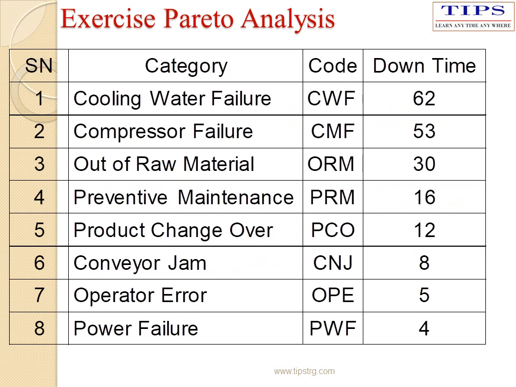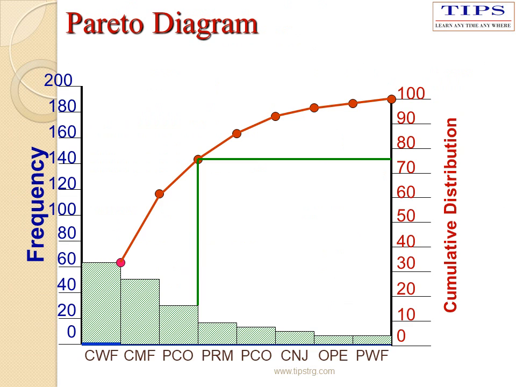This is another example of Pareto analysis. Here, downtime of a machine for different defects is given. This is the Pareto chart drawn for this data.